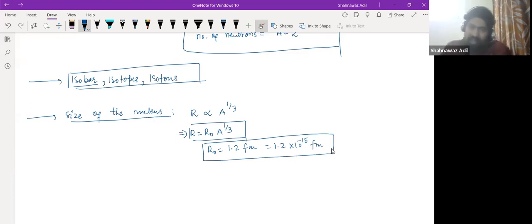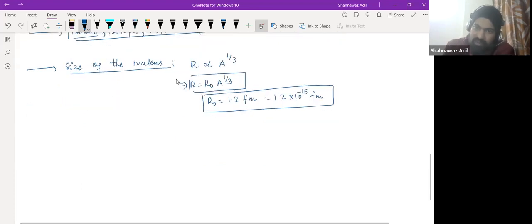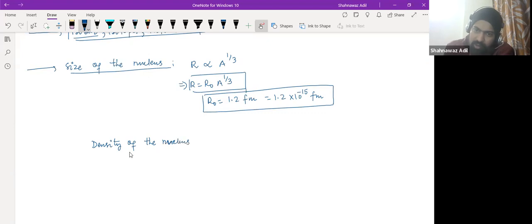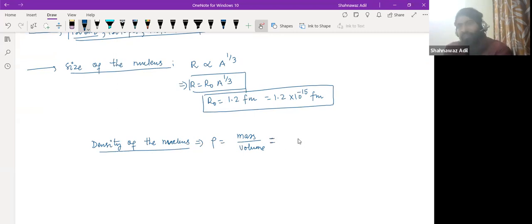Similarly, we can calculate the density of the nucleus, and how this density varies. So this is mass by volume. So what would be the mass of the nucleus?